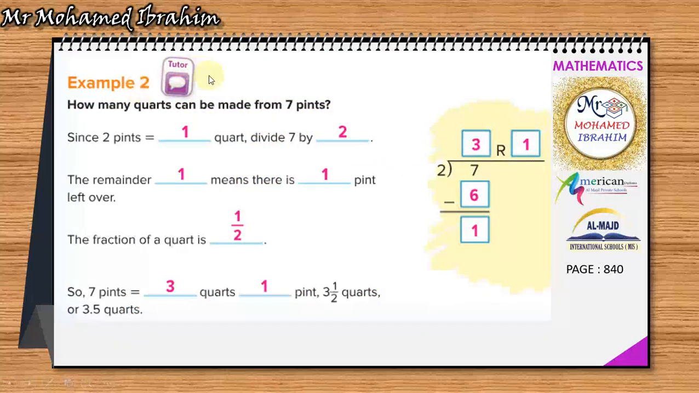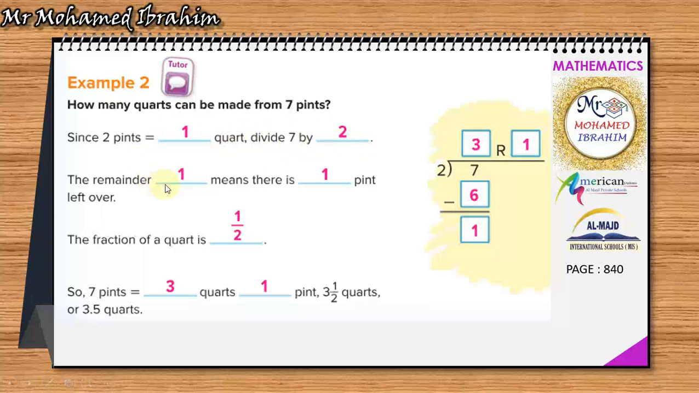Let's discuss example number 2 at page 840. How many quarts can be made from 7 pints? Before we start, you must know that converting from greater to smaller, we multiply. From smaller to greater, we divide. Now he wants to convert 7 pints into quarts, from smaller to greater, so we divide. Since 2 pints equal 1 quart, divide 7 by 2.